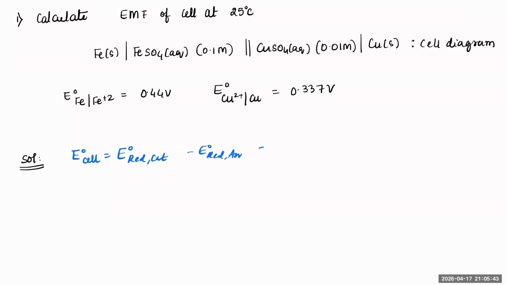So you can see the reduction potential of the cathode, which is getting reduced here, this one. So this value we will have to write, 0.337 minus, this is an oxidation potential, the reduction potential will be minus 0.44. So minus of minus 0.44. This will be the E naught cell value, which makes it 0.777 volts. This is the E naught cell value.